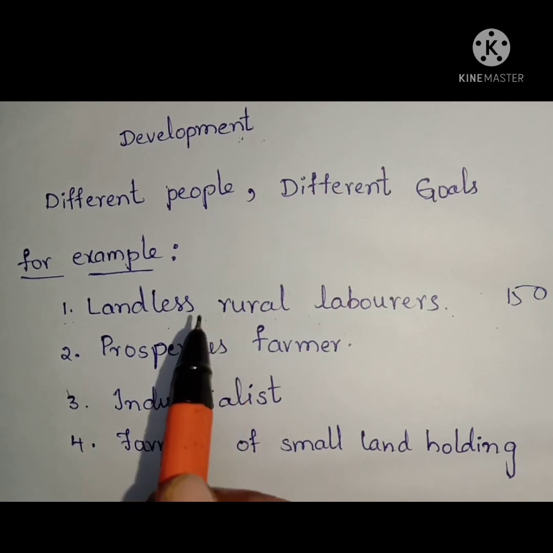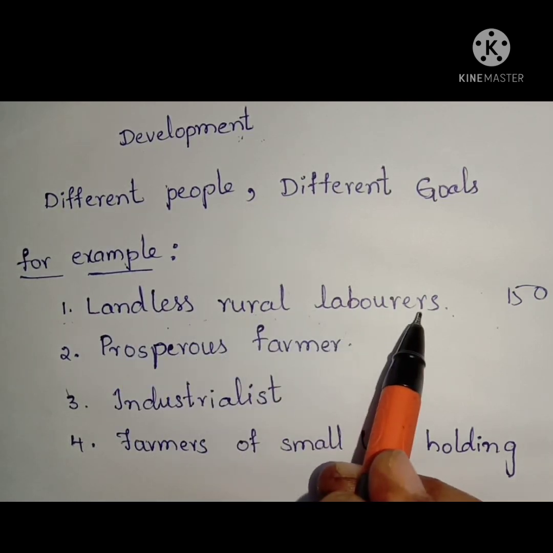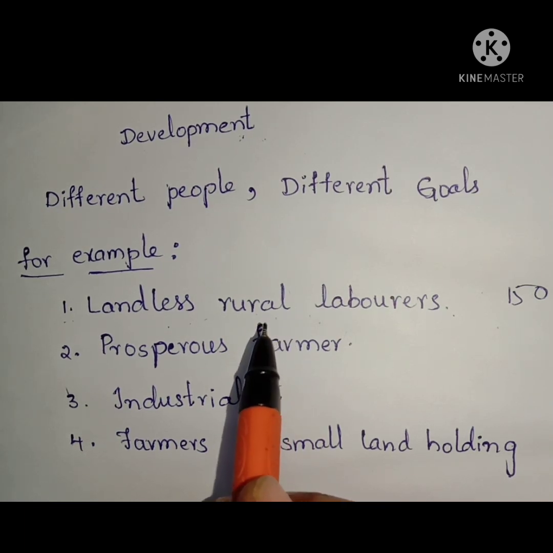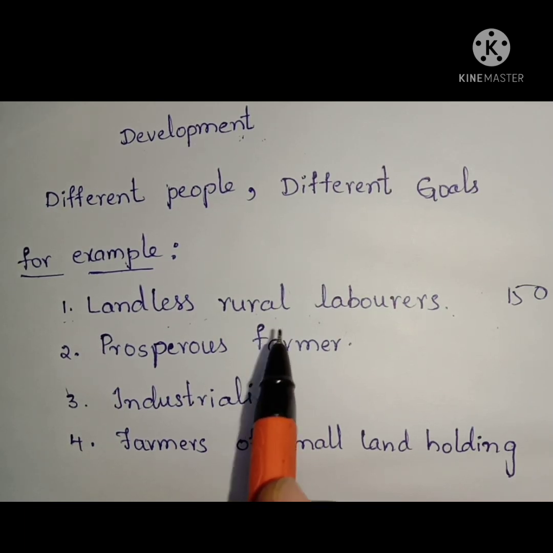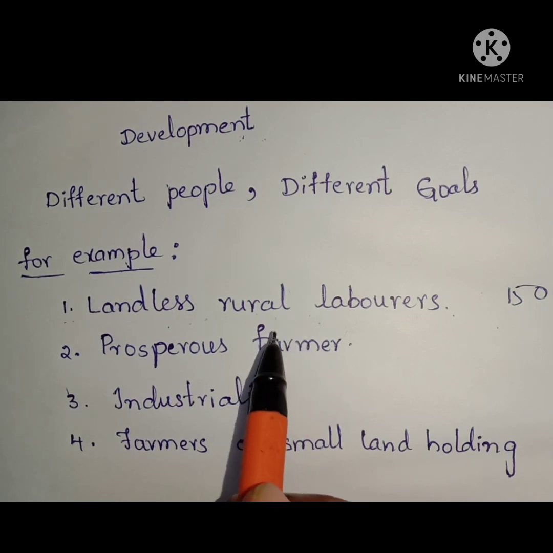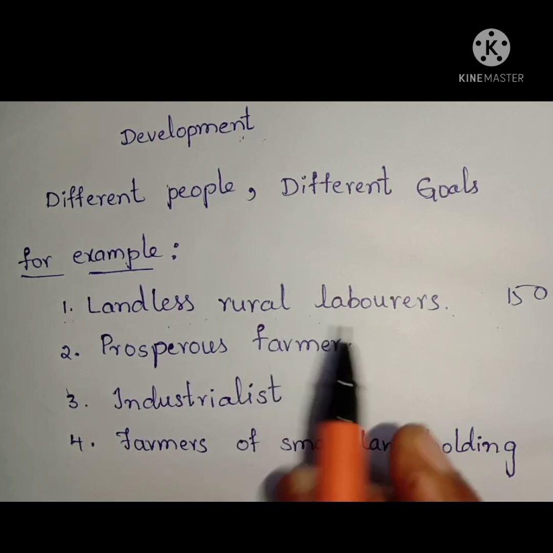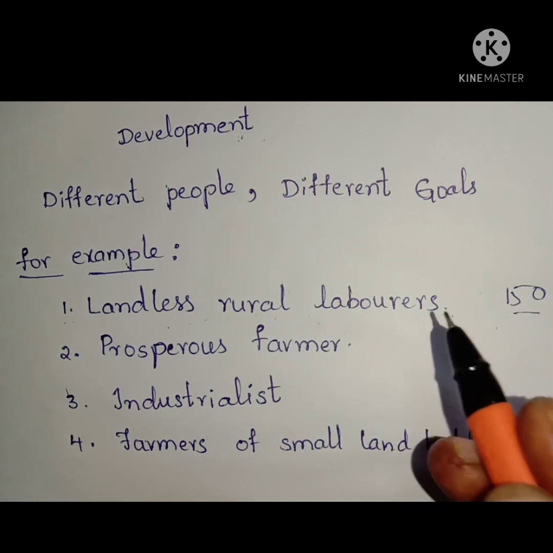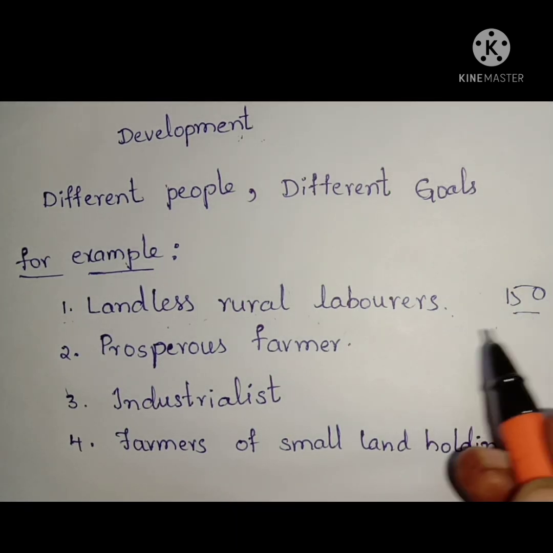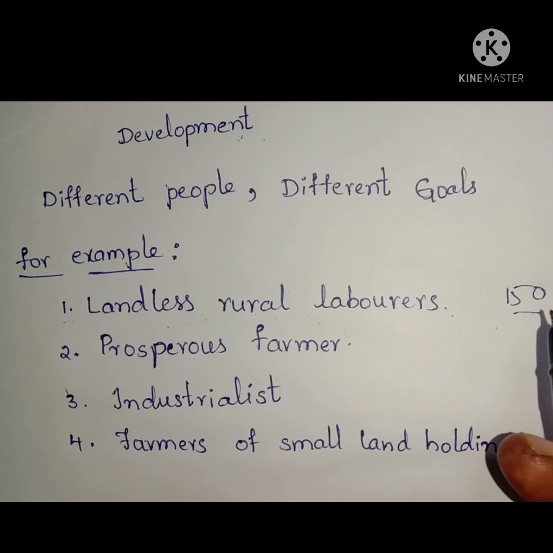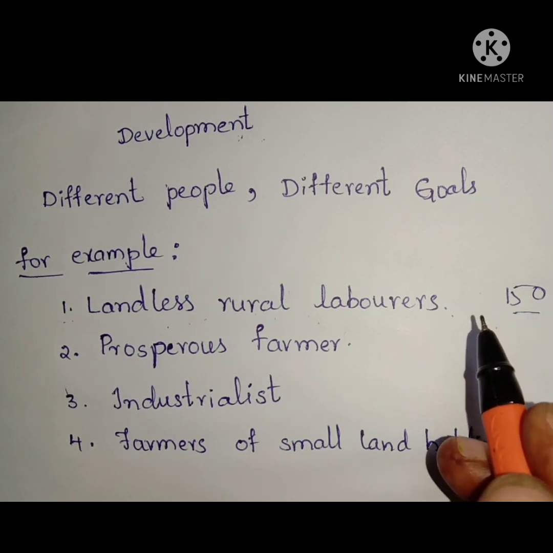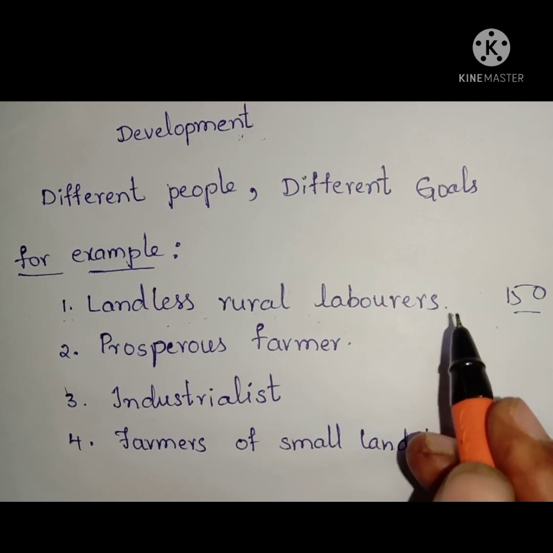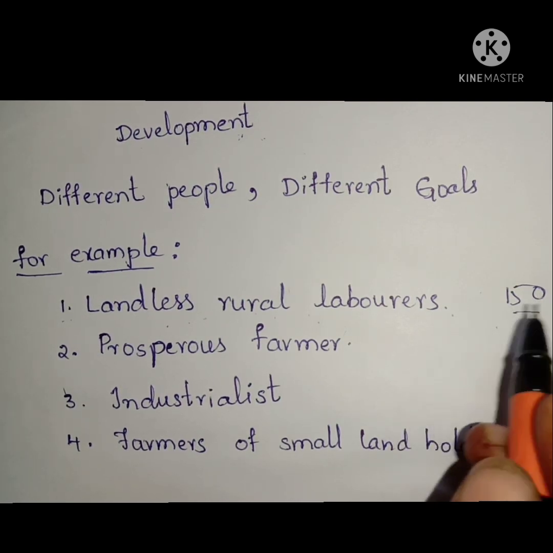So, landless rural laborers do not have any land. They may get a job for 30 days, 60 days or 90 days, maximum 150 days. For the remaining days, they can't get work. That's why they expect better wages and more days of work, at least 200 to 250 days.